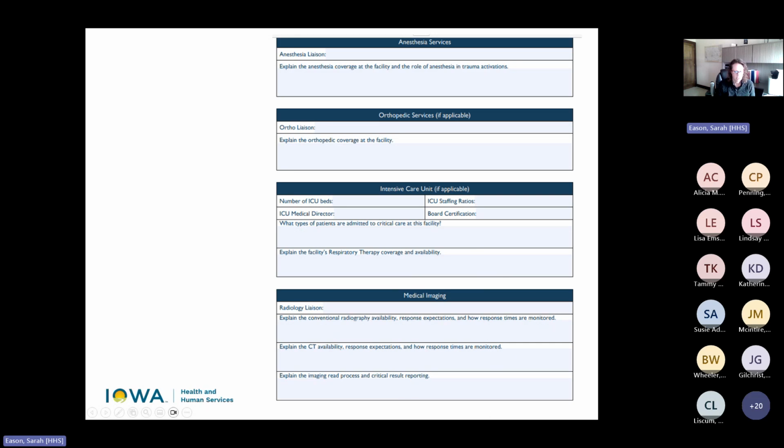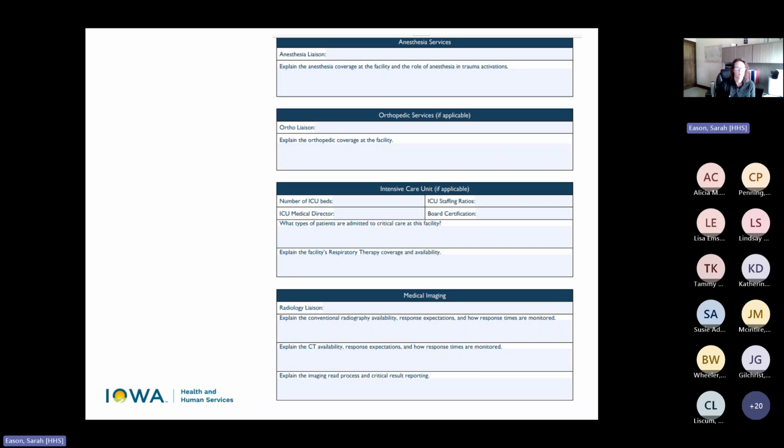Otherwise, I did just get a question about radiology, what this means in this medical imaging section down here. So this really is just literally everything about radiology. What services do you have? When are they available? Are they responding from out of house? Who is watching that response time? Who do you go to, your radiology liaison, when the CT tech is not getting there in an appropriate amount of time? So list that person there.